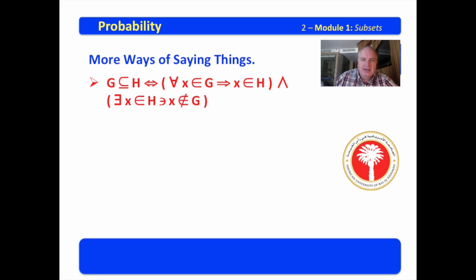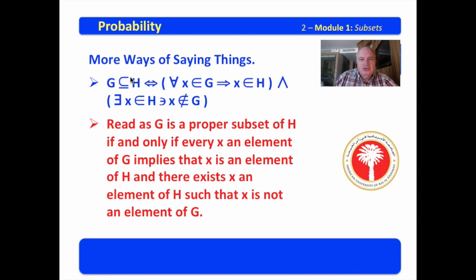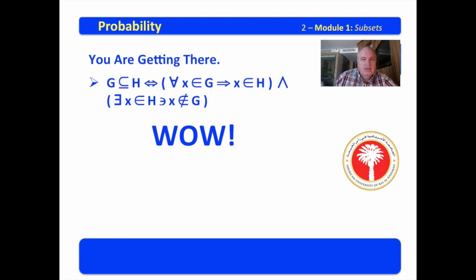Let's read this again. Here we go. G is a proper subset of H if and only if for every X, an element of G implies that X is an element of H, and there exists some X, an element of H, such that X is not an element of G. You're learning to read some powerful symbols. You're getting there. Just look at this statement. Wow, you can read this.